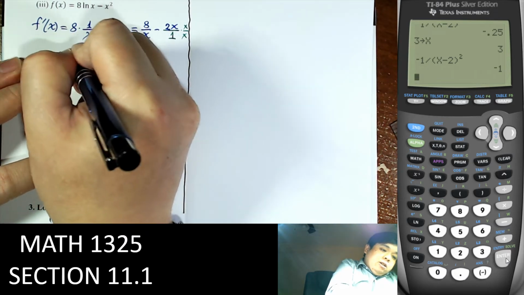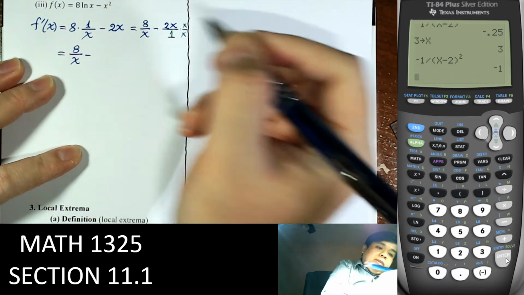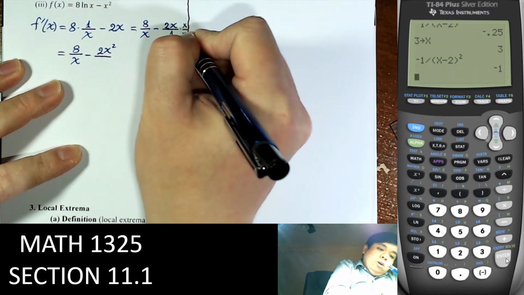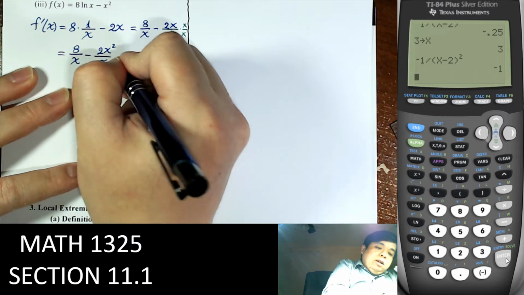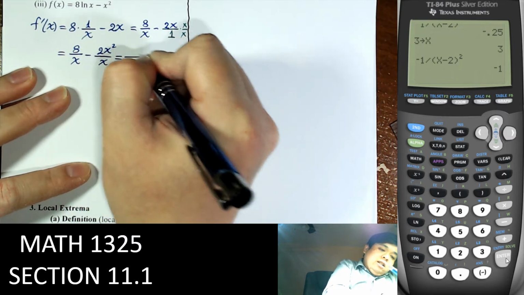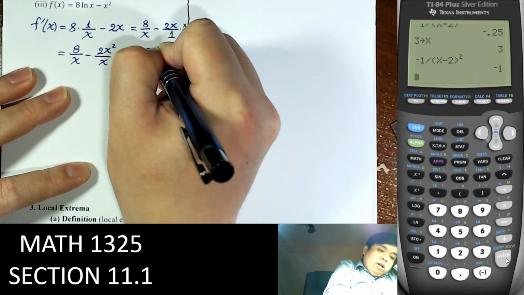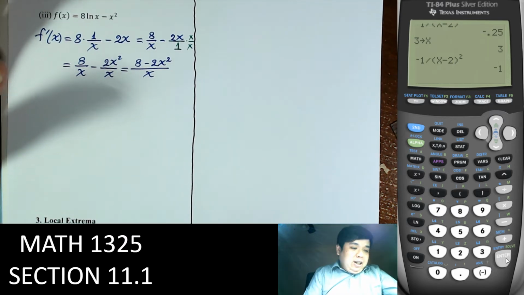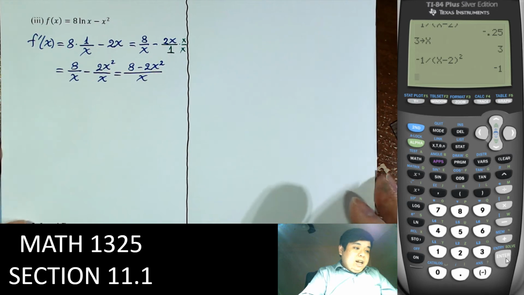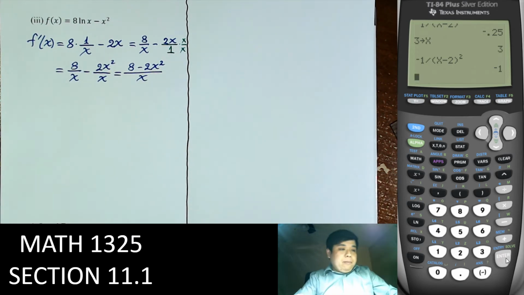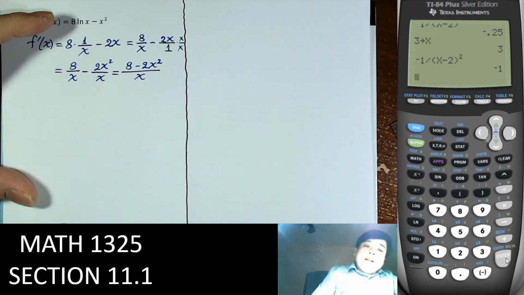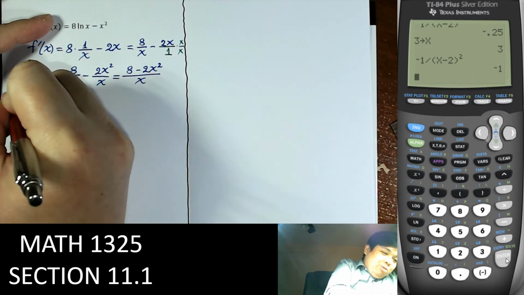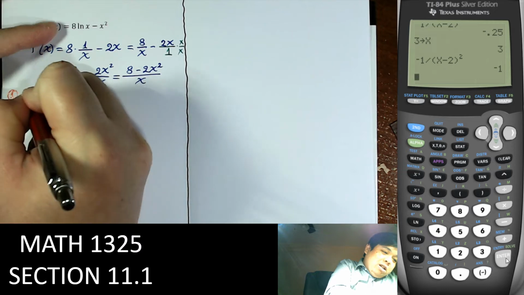So that gives us 8 over x minus 2x squared over x, common denominator x, and then 8 minus 2x squared. Right. We have one big fraction, so we can set it equal to 0 and find where it does not exist. Right, there's one thing we need to worry about. I will tell you when we get there. So, but it's critical values.